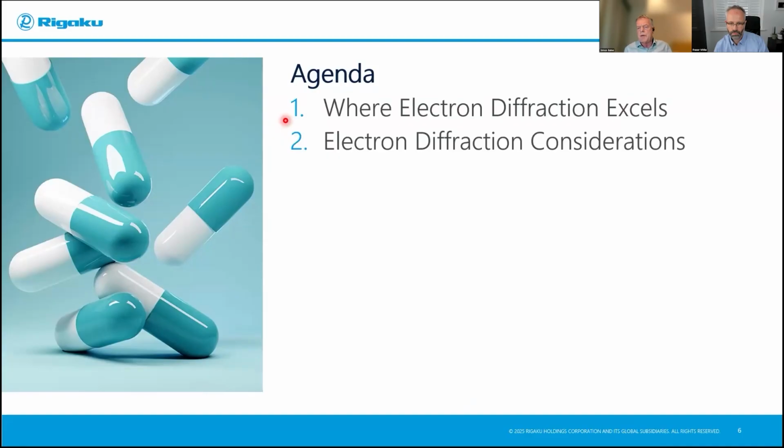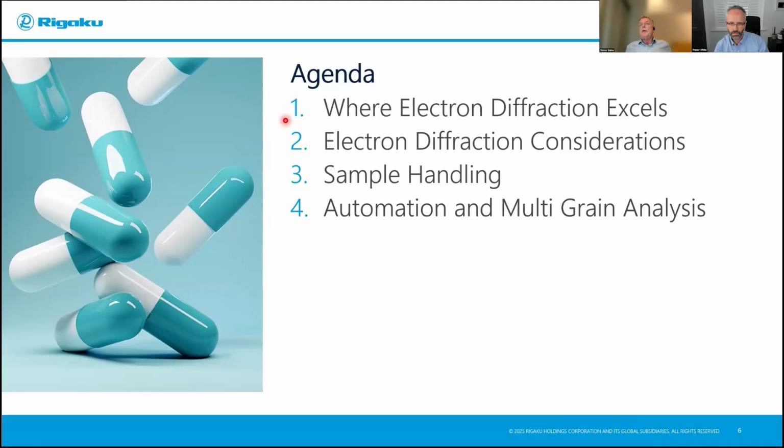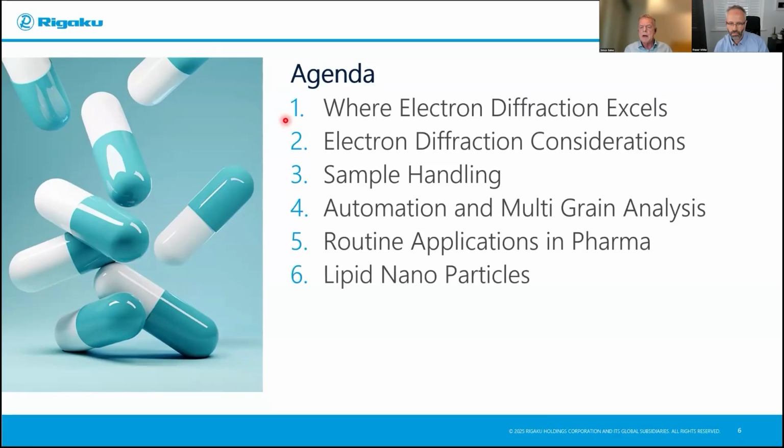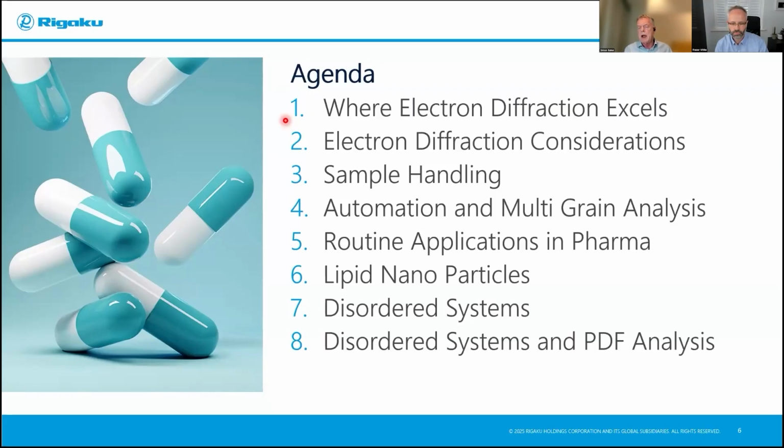Special considerations for electron diffraction. Before we start doing our measurements, there are certain things that we really need to get a handle on for electron diffraction. Then sample handling, and for me, which is really the heart of electron diffraction in the industrial environment, is automation, integrated workflows, and multi-grain analysis. Well, then we'll touch on to some routine applications in the pharma space, things that are being performed on pretty much a daily basis now. And then towards the end of the presentation, I'll very quickly show some data on some new areas that we're looking into, like lipid nanoparticles, disordered systems, and total diffraction.